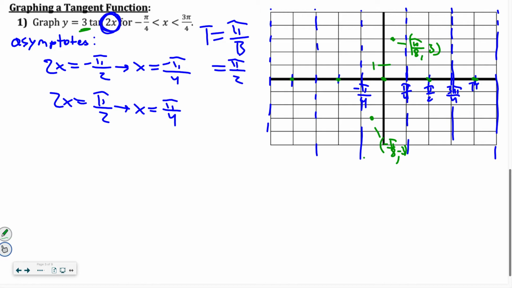And now I connect it. So the key points is that pi over 8? Yeah. And our key points, we only really have 3 key points. It's these 3 points. Then we have our asymptotes, or our other 2. Again, I'm just filling this in. It actually asked us to do negative pi over 4 to 3 pi over 4, so I would only have needed to graph this guy right here.